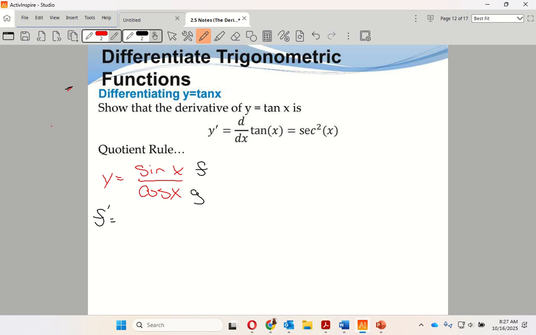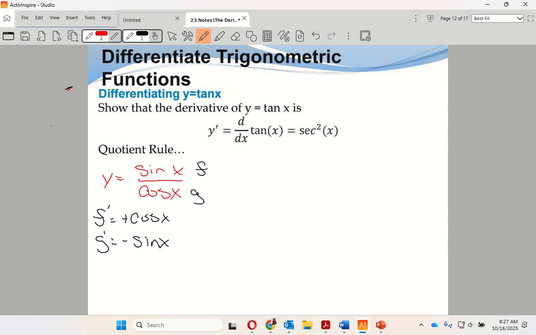So what is the derivative of sine? Negative cosine. And what is g prime? What is the derivative of cosine? And just so you know, this negative cosine is incorrect. It's just normal cosine. Okay, remember the circle? So we start at the top and it goes to a positive cosine first. And then the derivative of cosine is negative sine. There we go.